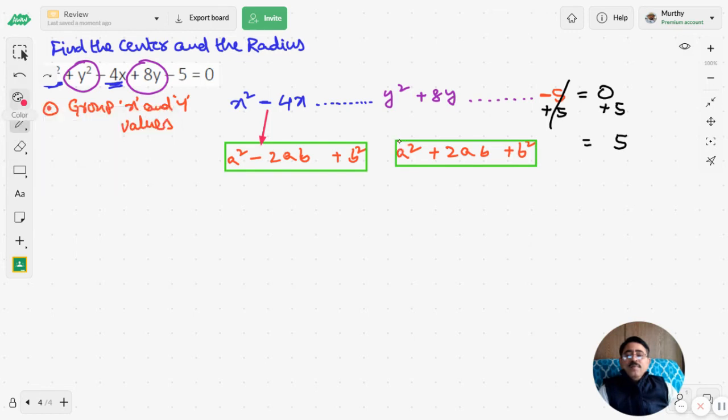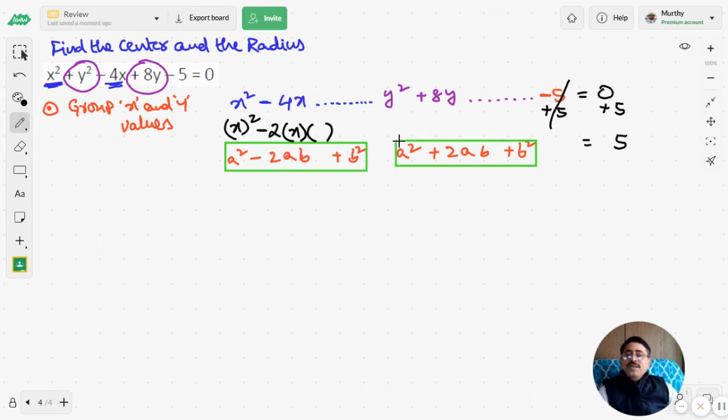Well, now coming to the next one here, x square, they are resembling. Minus, I'm trying to match with this one. 2 times. What is the value of a? You know what is the value of a? a square is x square. Therefore, the value of a equals x.